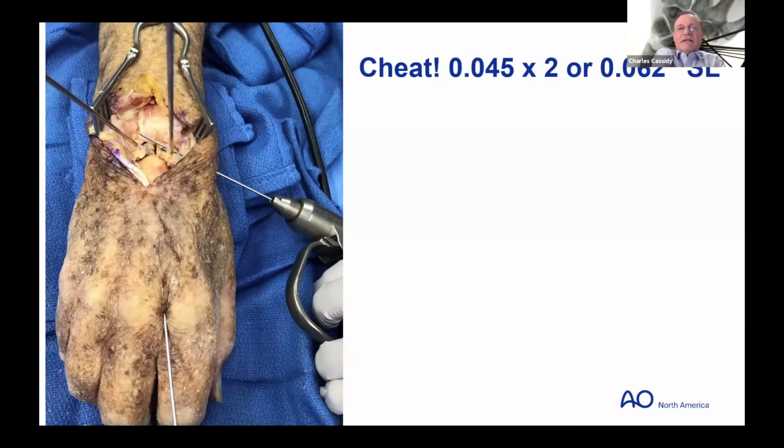So next step is I cheat. So this pin is placed percutaneously, and then I place it superficial to the scaphoid so I can see the trajectory. You don't need a C-arm. You're distal to the styloid. Make sure it's going at the right angle before I have the resident or fellow drill it.